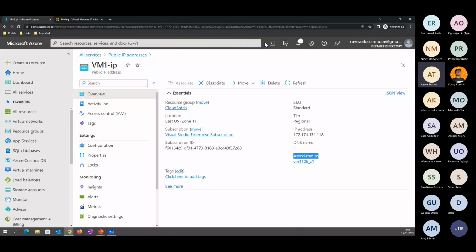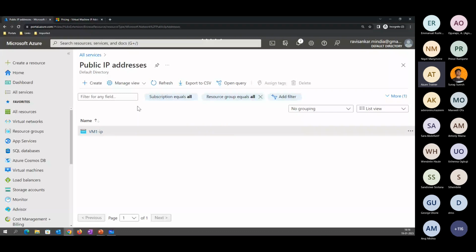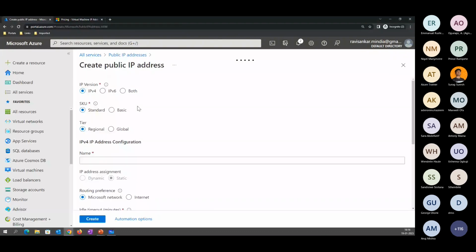So let me create a public IP address. The moment you plan to create a public IP address here, you will be getting a couple of options. You have an option to create IP version 4 or IP version 6 also.